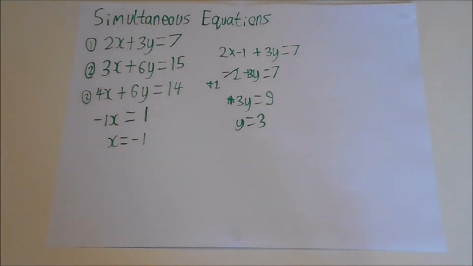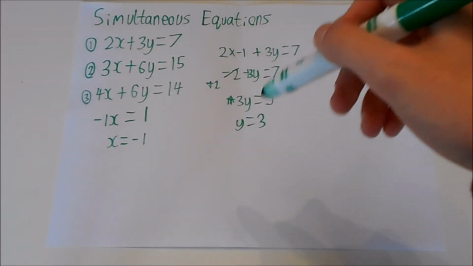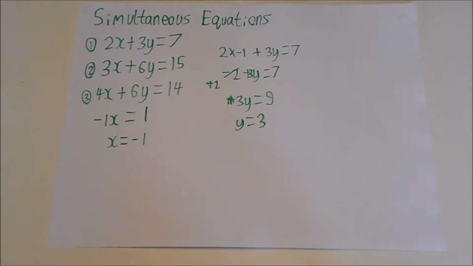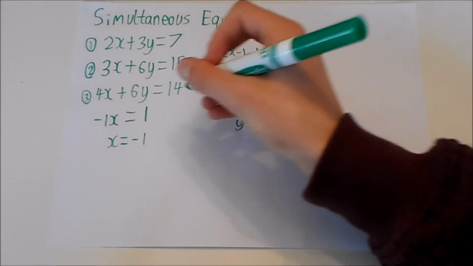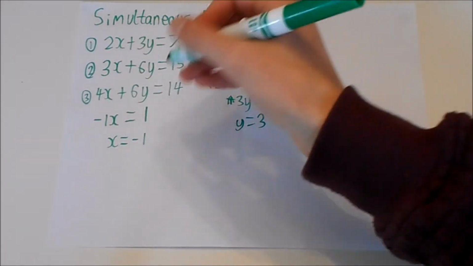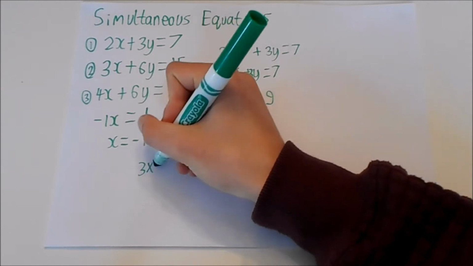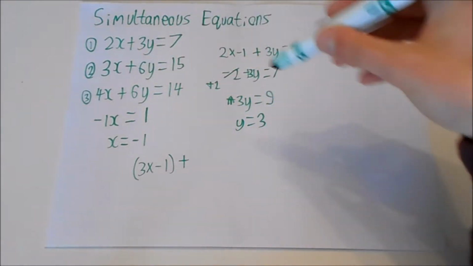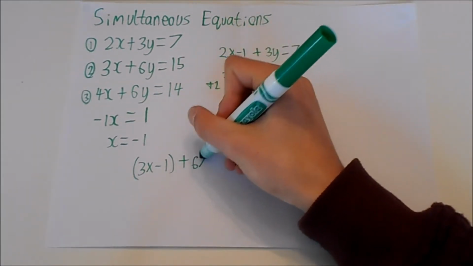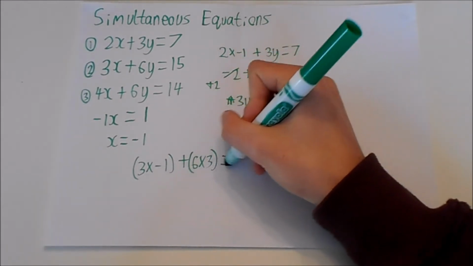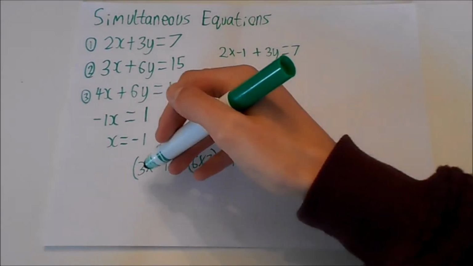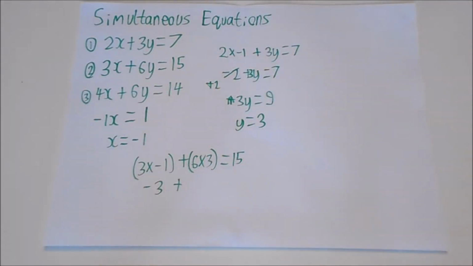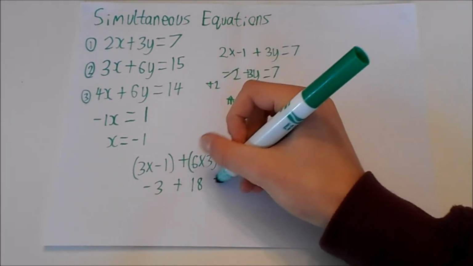Now you can check that your answers are correct by putting both of these into one of the equations. Because I used equation 1 to solve this, I'm going to use equation 2 to make it a bit different. So 3x plus 6y. We say that x is minus 1, so 3 times minus 1. I'll just put it in brackets so you can see. Plus 6y, so y is 3, so 6 times 3. I'll leave it like this for now. Is equal to 15. So 3 times minus 1 is minus 3. And we're adding 6 times 3, which is 18. And that equals 15.